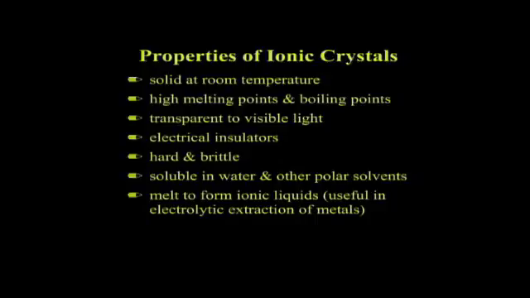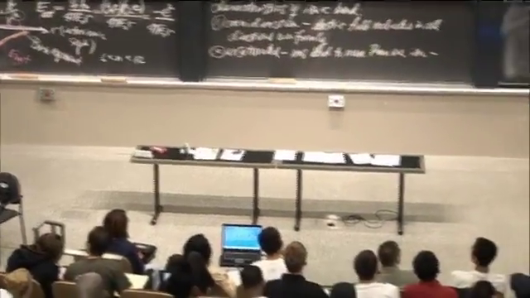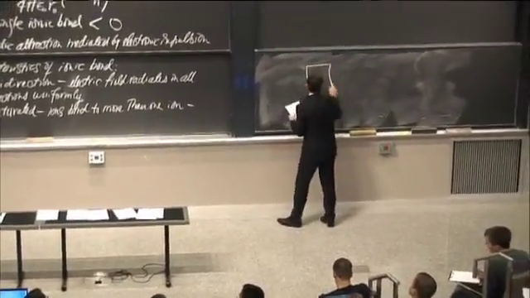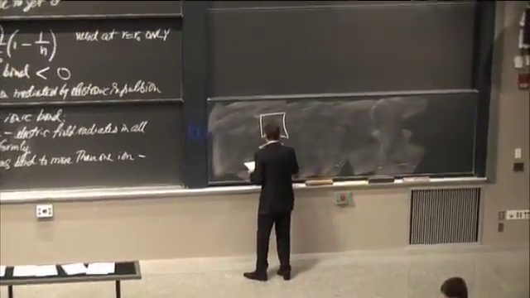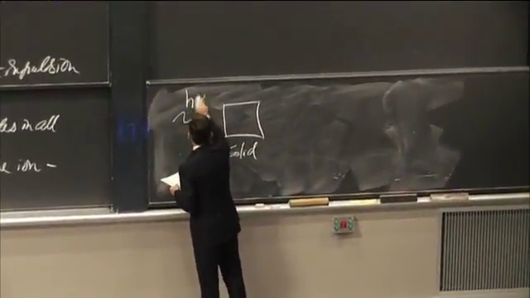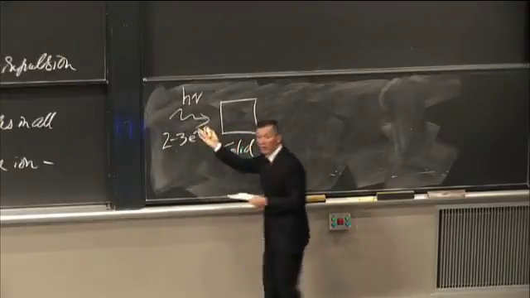Transparent to visible light. How do I know that? Because I'm the professor. No. How do I know that? How do we think about it? When someone says to you, is something transparent, in this case to visible light? Well, what I do is I say, here's the solid. This is the ionic solid. And here's visible light, h nu. And I'm going to write 2 to 3 electron volts per photon.